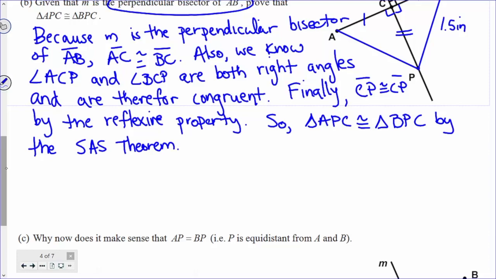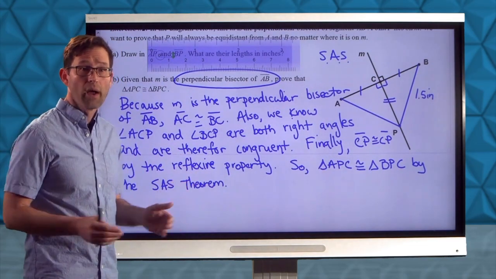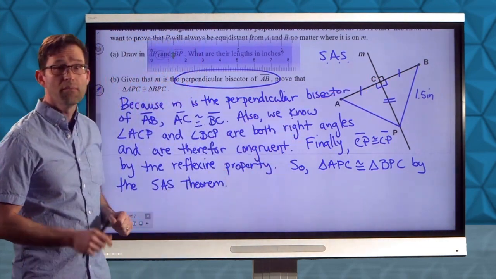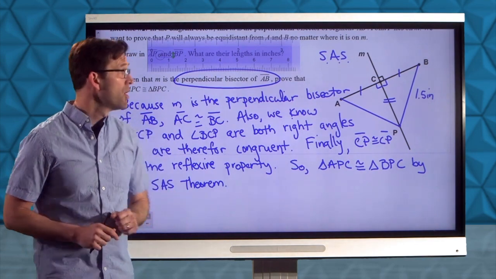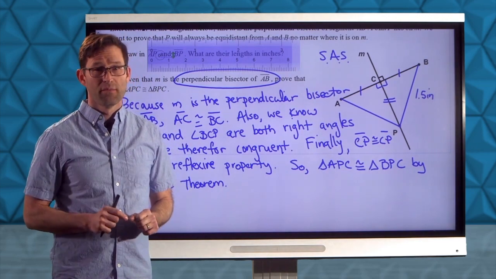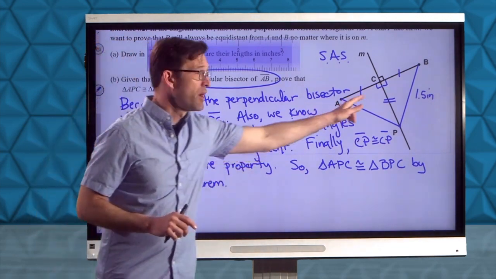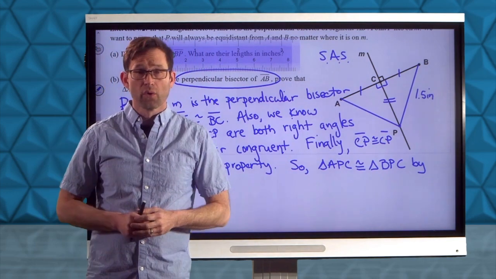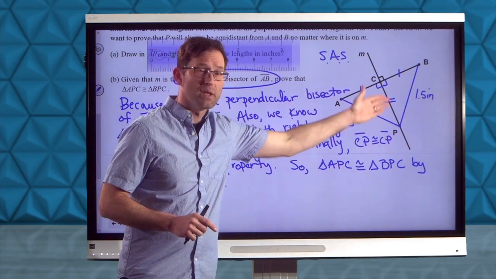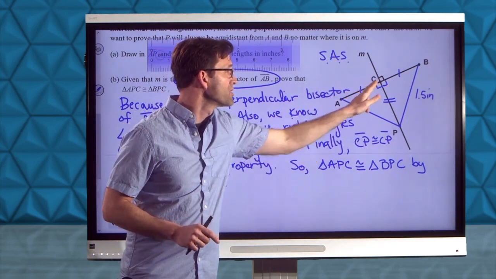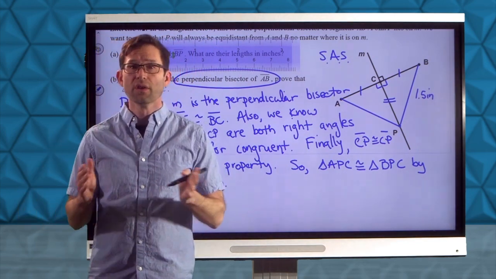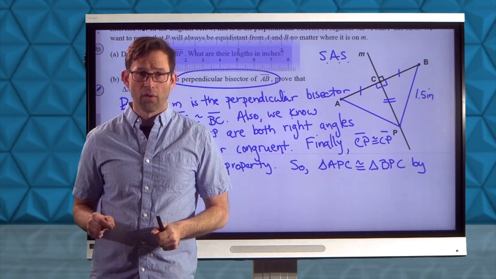So again, make sure that you understand why these two triangles are congruent, right? We know that AC is congruent to BC because it's the bisector. We know that these two angles are right angles because it's the perpendicular bisector. And therefore, these two angles are congruent because every 90-degree angle is congruent to every other 90-degree angle. And finally, they share a side PC. So side equal to a side, angle equal to an angle, side equal to a side. We have the side angle side theorem. These two triangles must be identical.